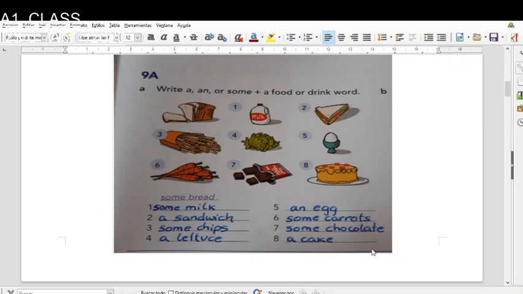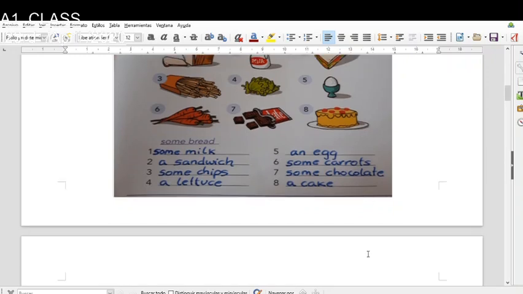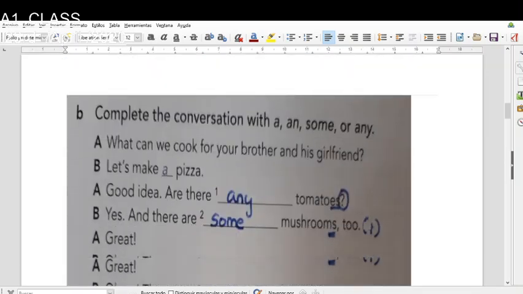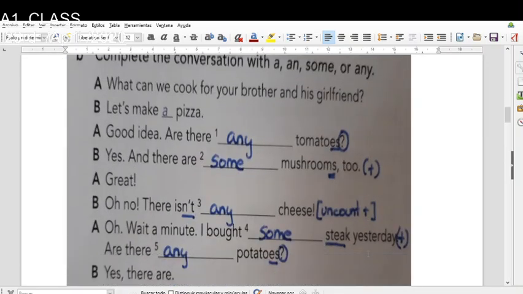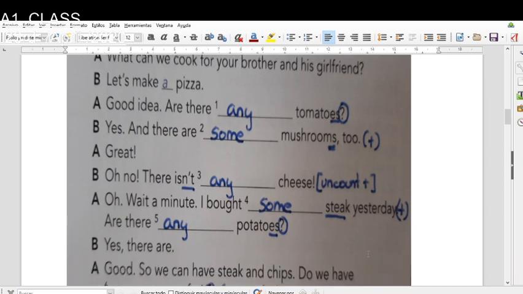How was it? ¿Qué tal? Bien? Of course. Then write down, correct it, and check your answers. And now, let's move on to exercise B. Exercise B said, complete a conversation with a, an, some, or any. Let's start the conversation. A: What can we cook for your brother and his girlfriend?